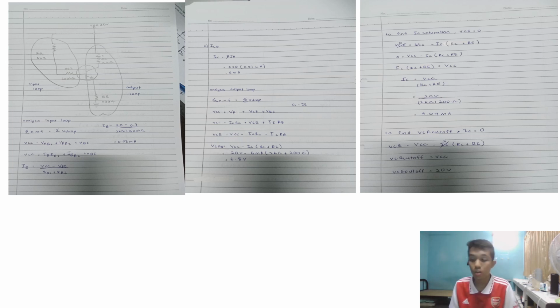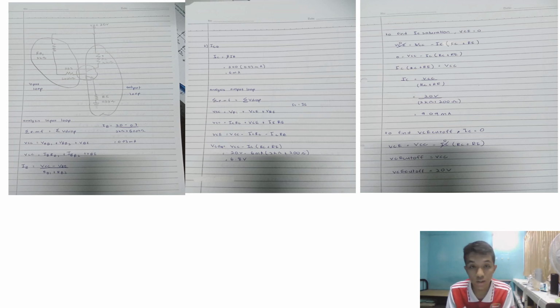And then we need to find ICQ. IC is equal to beta times IB. So 200 times IB, which is 0.03 milliampere. So we get 6 milliampere.